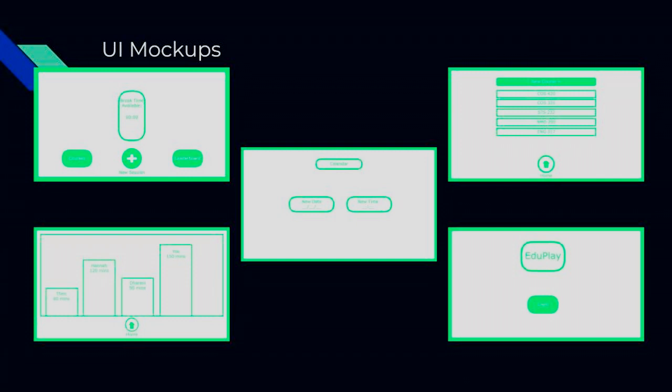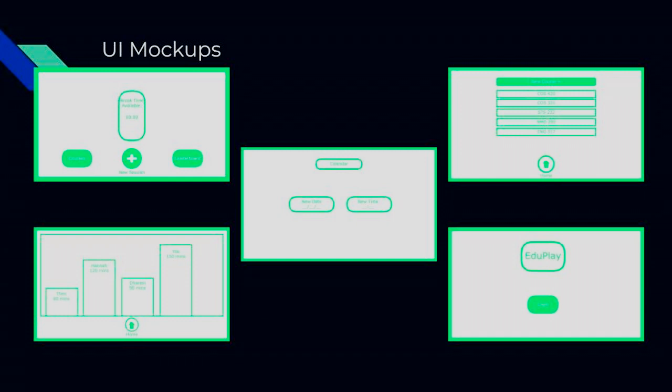In the bottom left, we have the leaderboard page with the option to take you home. Here you would see how well you do compared to other students that you're friends with. In the middle, we have the calendar option, which allows you to set a new time for a study session and a new date for a study session.